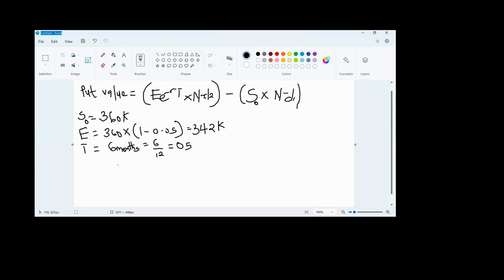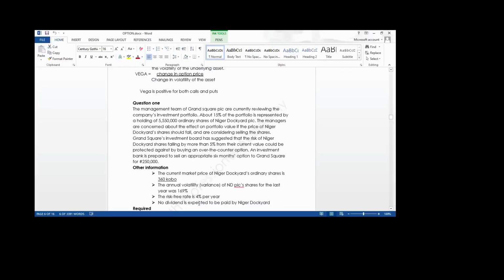Your small letter R, that is the risk-free rate. Look at the question. What is the risk-free rate? 4%. That is equal to 0.04. Let us share the question and show it again. Look at it. The risk-free rate is 4%. Annual volatility variance 169%.